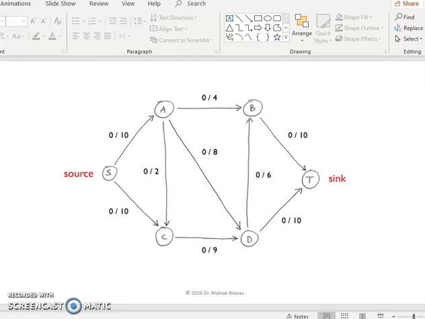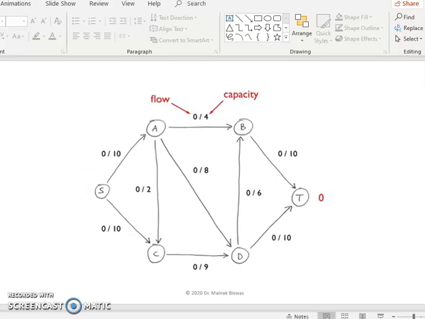You see there are some paths: S to A to B, B to T, S to C, C to D, D to B, B to T, and D to T. So basically there are six nodes, a source S and a sink T. Each edge has a maximum capacity, so the flow cannot be greater than the capacity. That we have to understand.